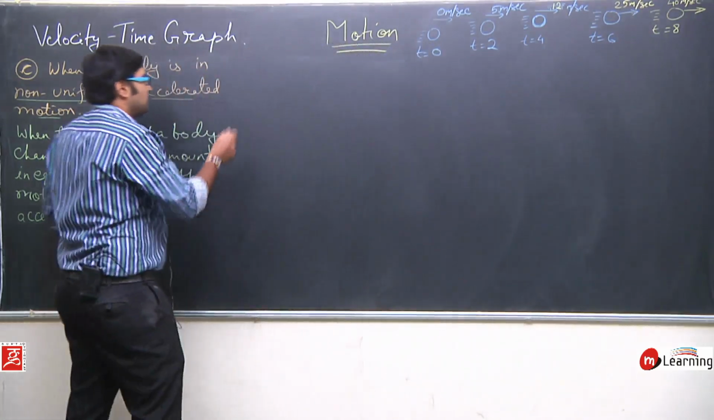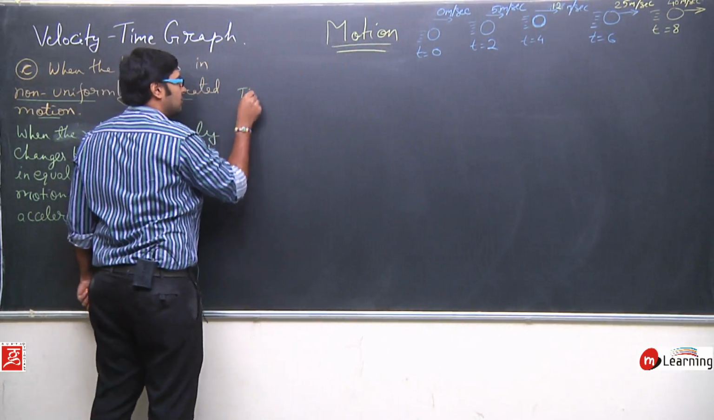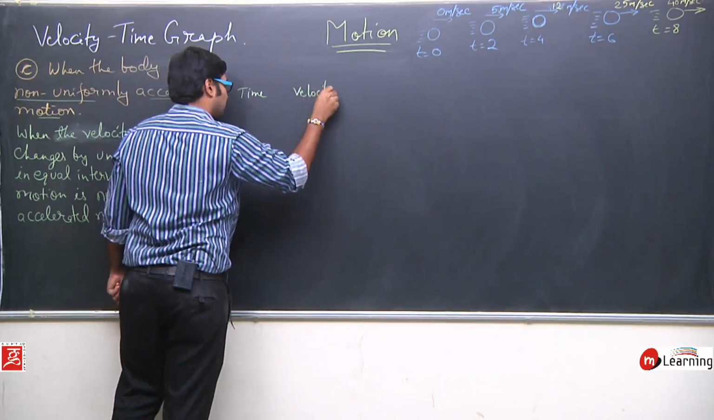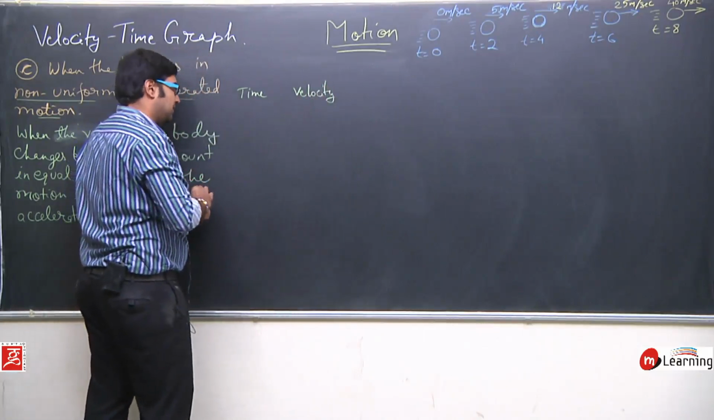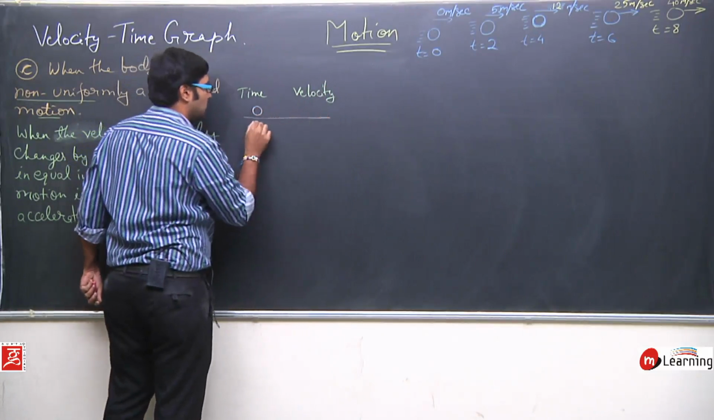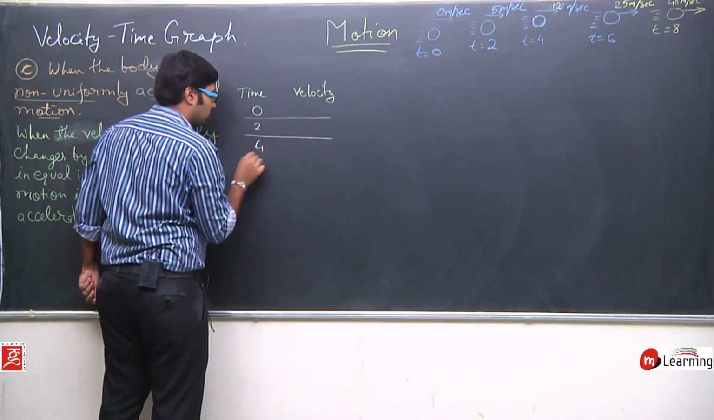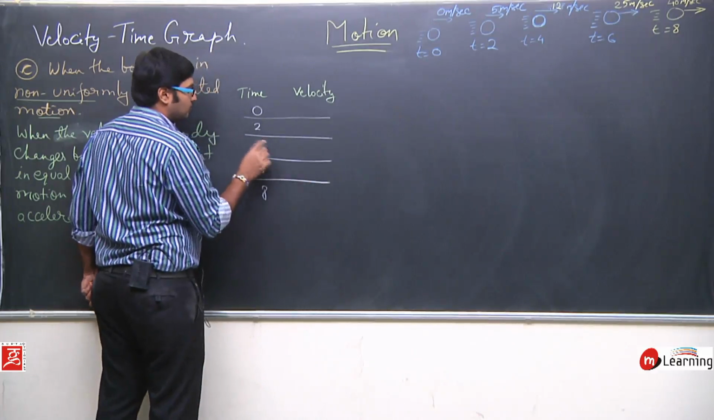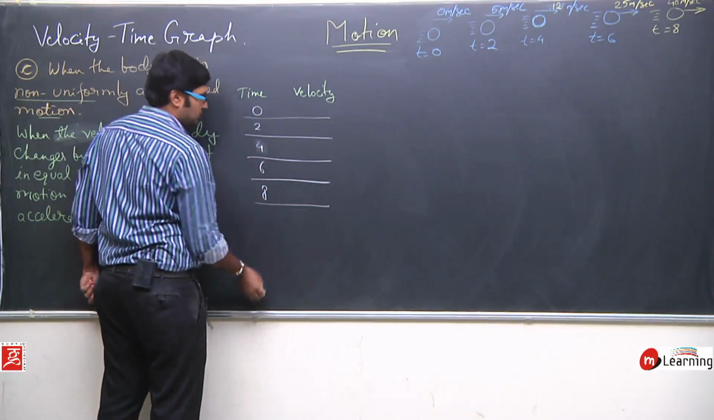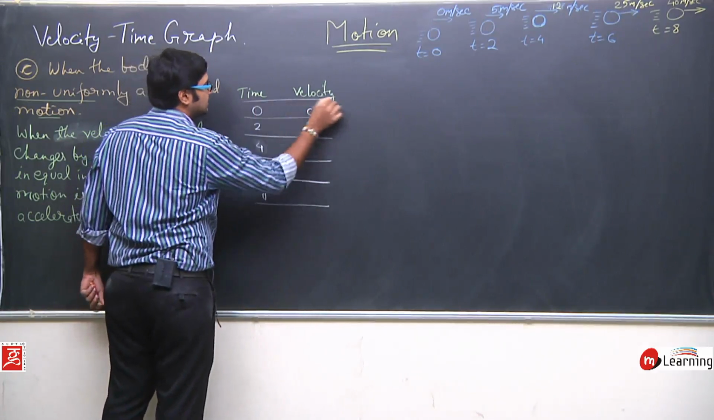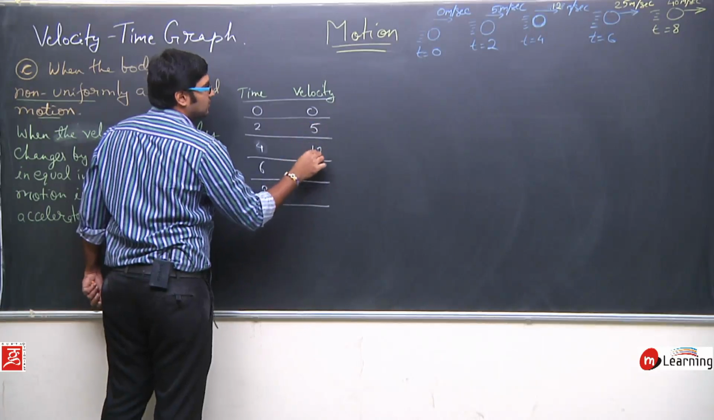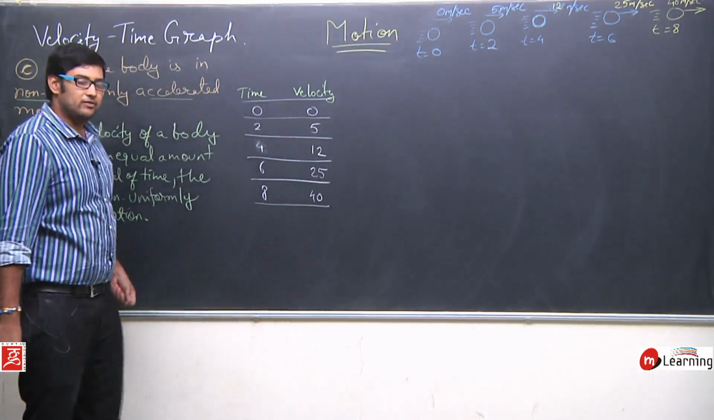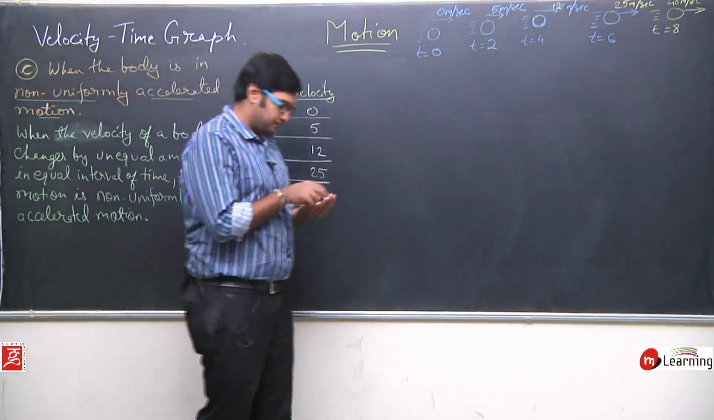So if we write this data in a tabulated form, this is the time and this is the velocity. The time period that we have is 0, 2, 4, 6 and 8, and so on. This will go on increasing, and the velocity is 0, then 5, then 12, then 25 and then 40 and so on. So the velocity is getting increased with time.